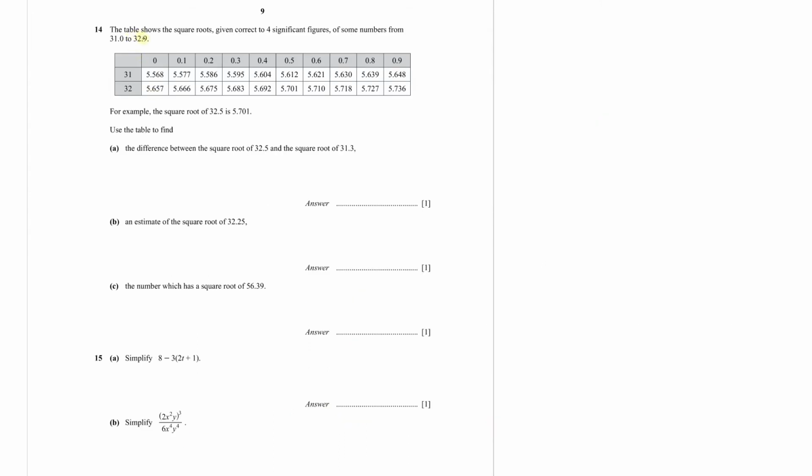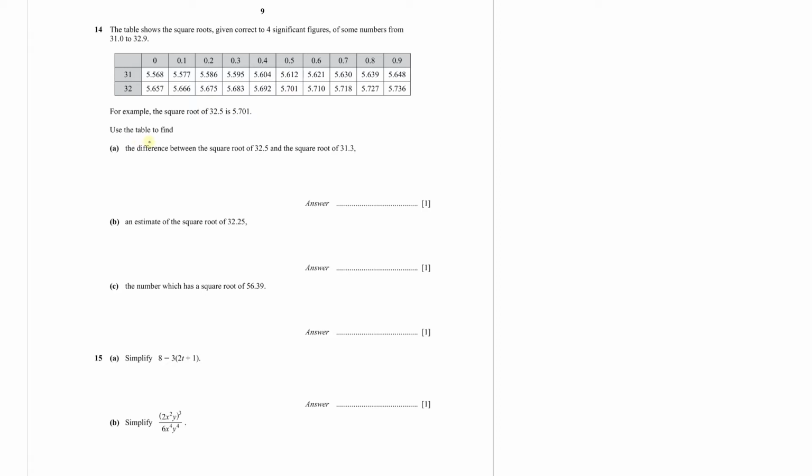Question number 14 is, the table shows the square roots given to correct four significant figures of some numbers from 31.0 to 32.9. For example, the square root of 32.5 is 5.701. So this is 32 and then 0.5. So 32.5, the square root is 5.701.